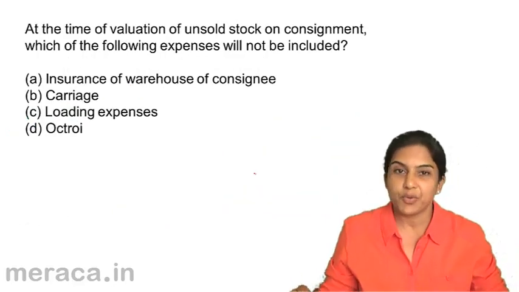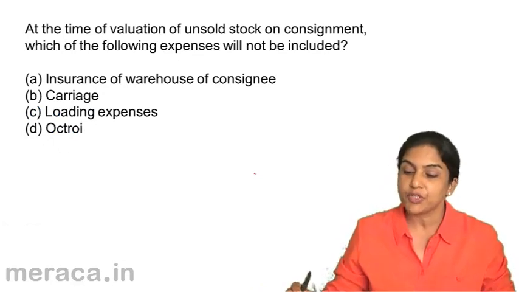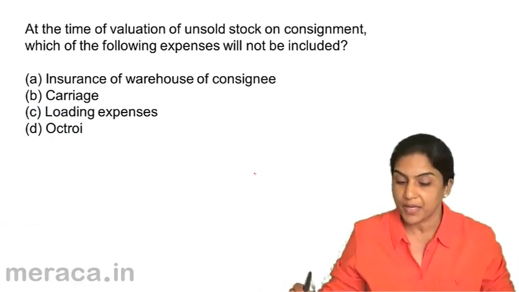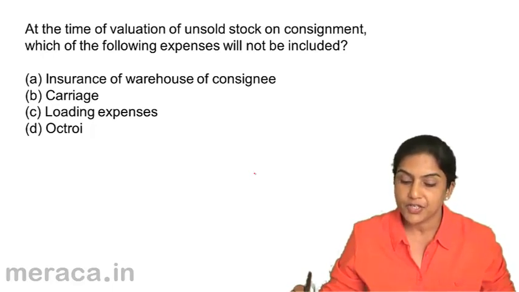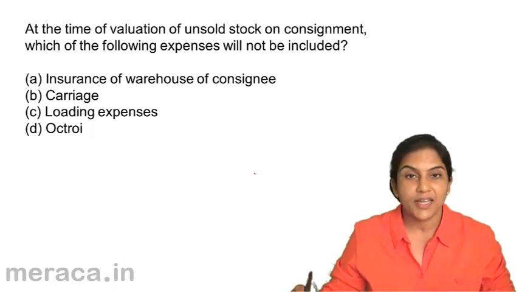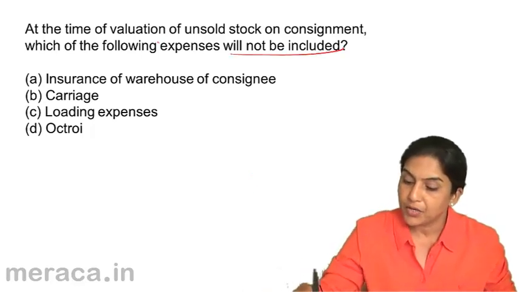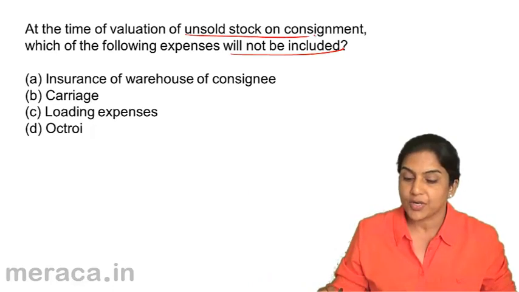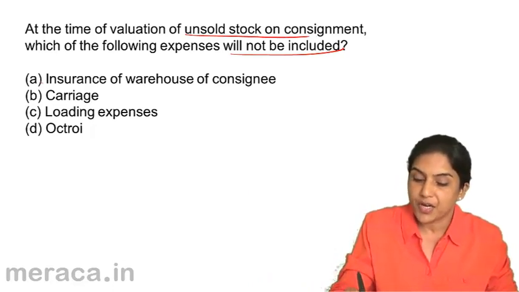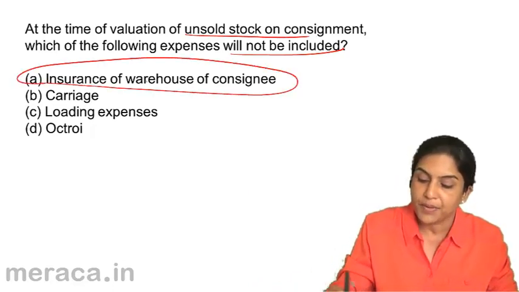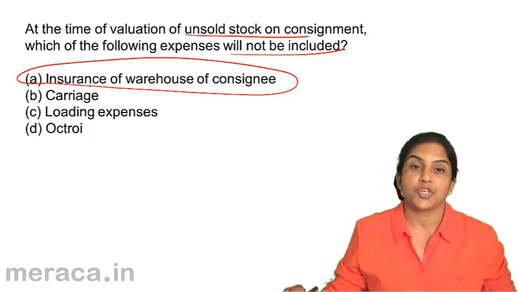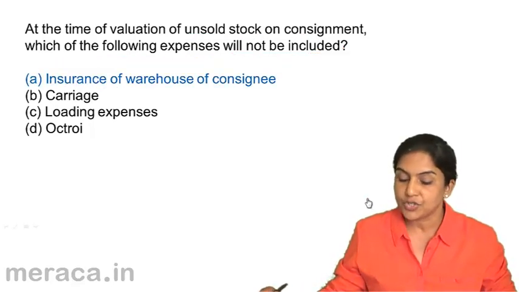At the time of valuation of unsold stock and consignment, which of the following expenses will not be included? A. Insurance of warehouse of consignee. B. Carriage. C. Loading expenses. D. Octroi. Insurance of warehouse of consignee will not be included in the valuation of unsold stock. Correct answer should be A.